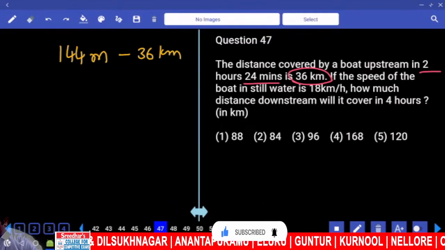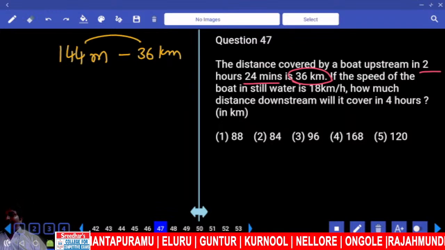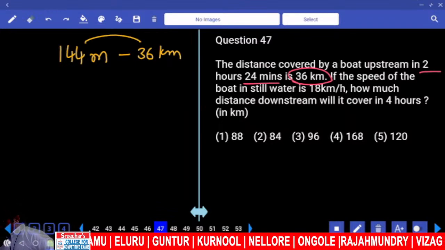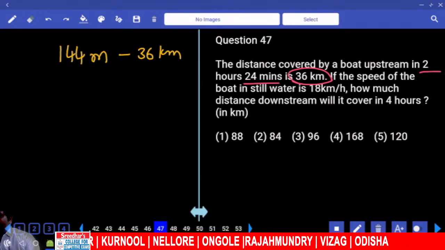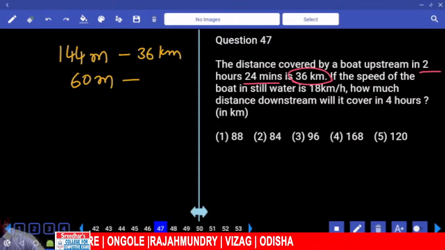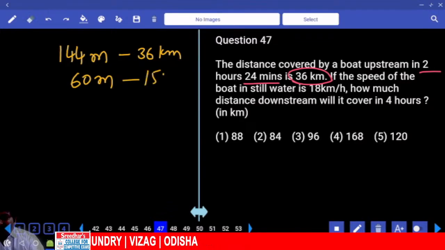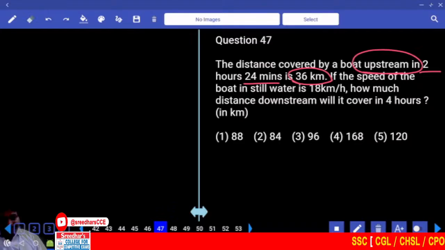You are not supposed to write. Do it in your mind. Identify relation between both. What is half of 144? Again half. Right. So when we calculate speed in terms of kilometer per hour, it will be for 60 minutes only. Half of 60. Again half. So speed is 15 kilometer per hour. In which stream? Upstream speed is equal to 15 kilometer per hour.